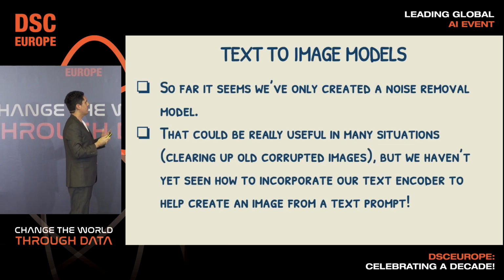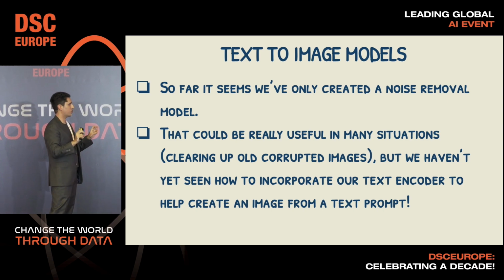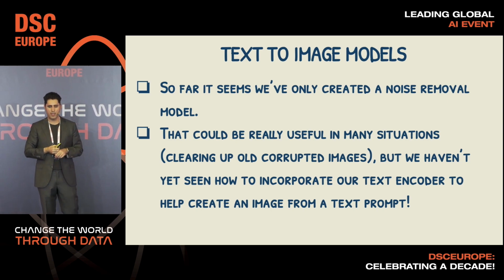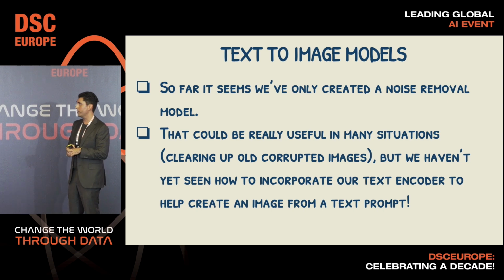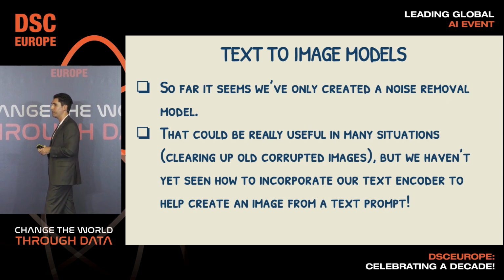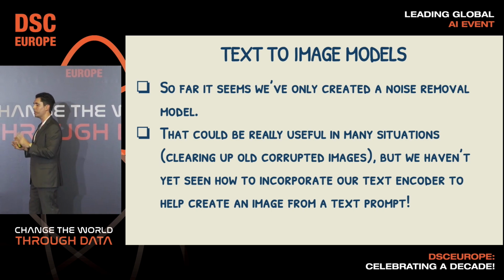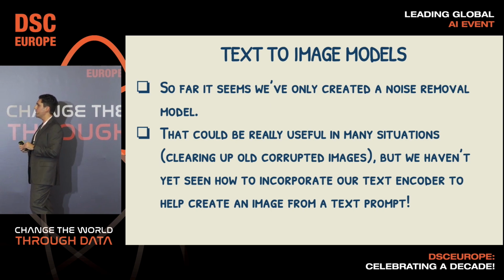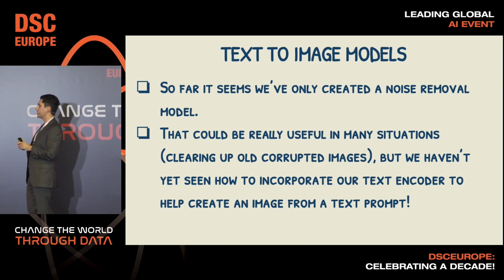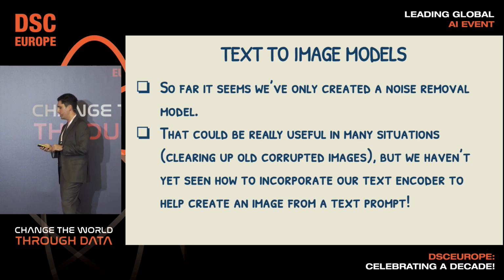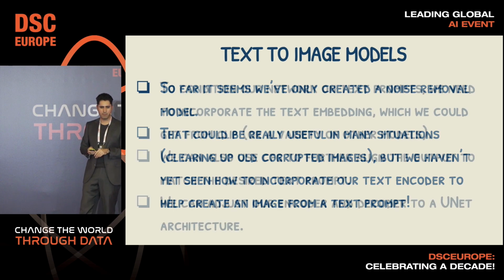OK, so far it seems like we only created this noise creation and noise removal model. That could be really useful in a lot of situations. Like if you had a really old corrupted image, you could just straight up use that model and clean up the image. But we haven't really yet seen how to incorporate that text encoder from CLIP to help create an image from a text prompt.